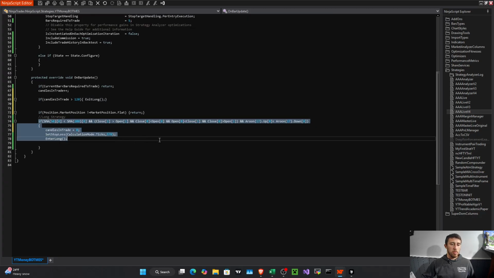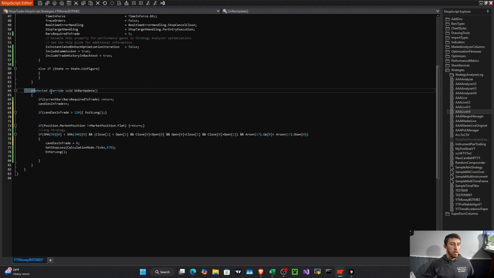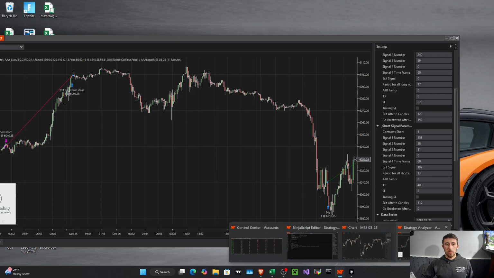Now we're going to enter a position, and now candles in trade equals 0. Now on the next bar, we're still in the position. On bar update updates, and now candles in trade equals 1. And it's going to keep going through that until we get 120, then we'll exit. So pretty simple, but that's how you exit by bars.